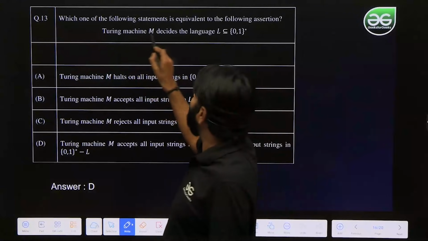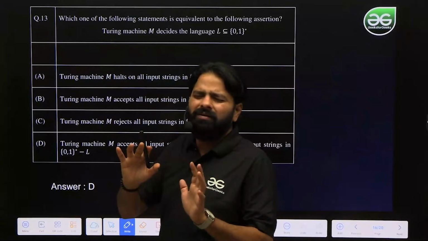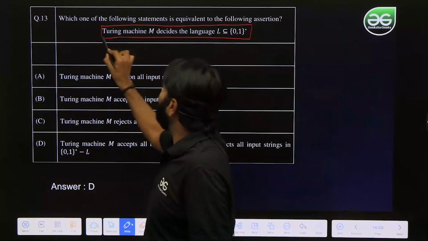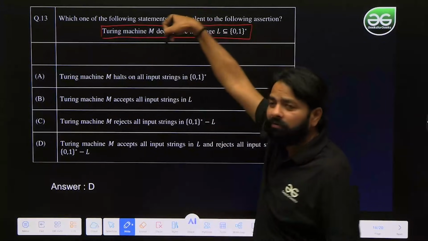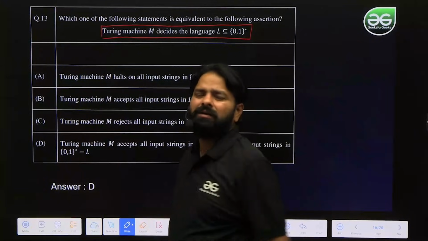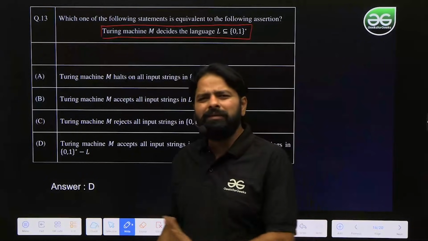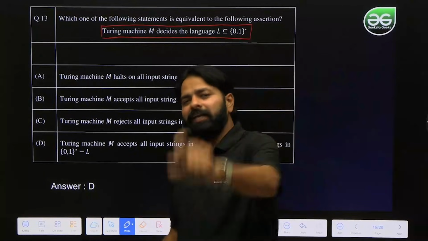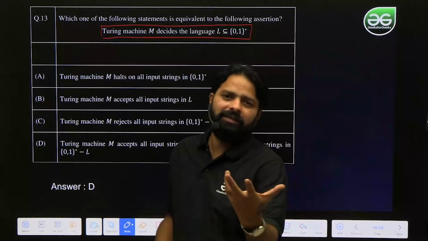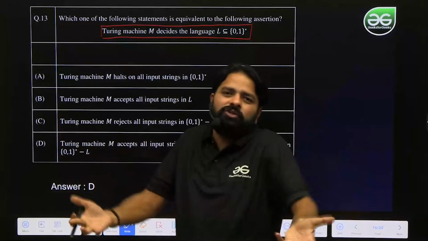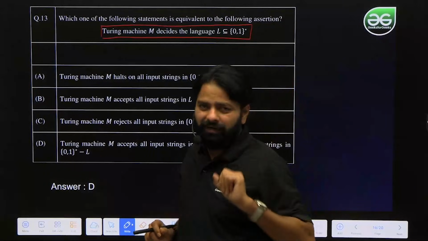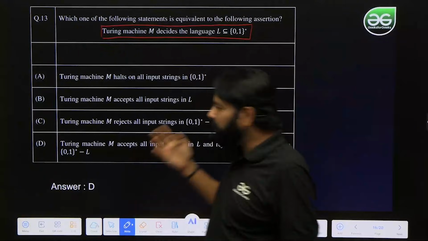Now Turing machine M decides the language L subset of Σ* equal to {0, 1}*. So this is the statement they have given to you. It's like an assertion, and which of the following is equivalent to this statement? If some Turing machine is deciding something, like let's say TM decides L, what is the meaning of this? The things which are in L should be accepted, things which are not in L should be rejected. That's the definition, right? That means the alternate Turing machine definition: every valid string it will halt at final, every invalid string it will halt at non-final. That's the concept you have to check.